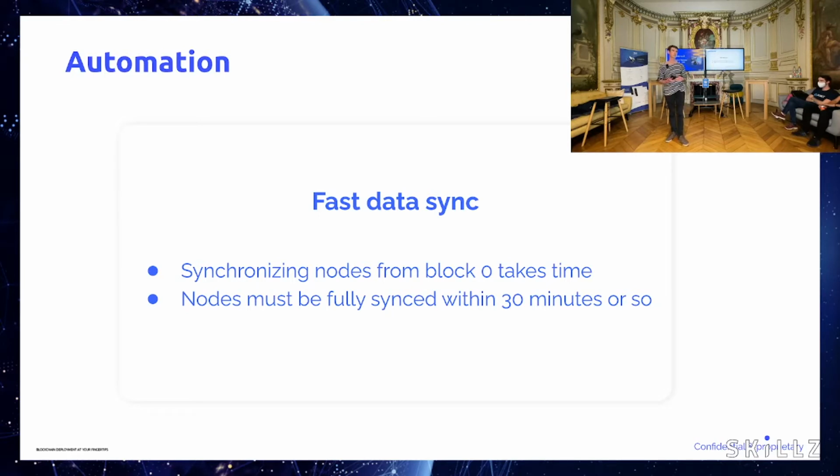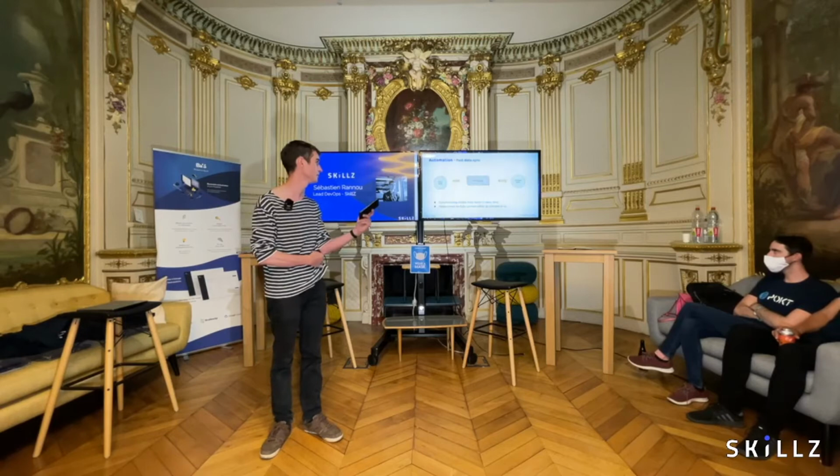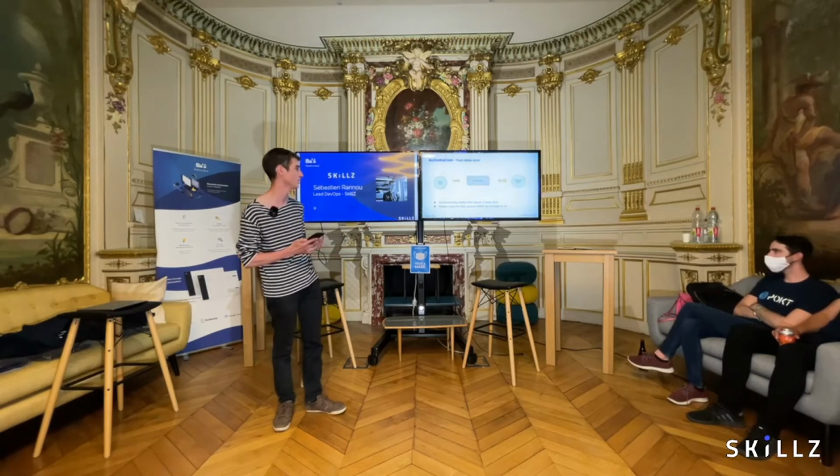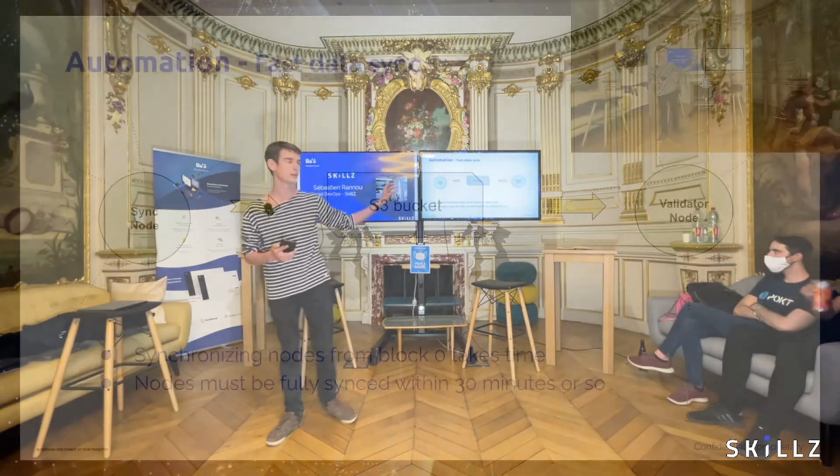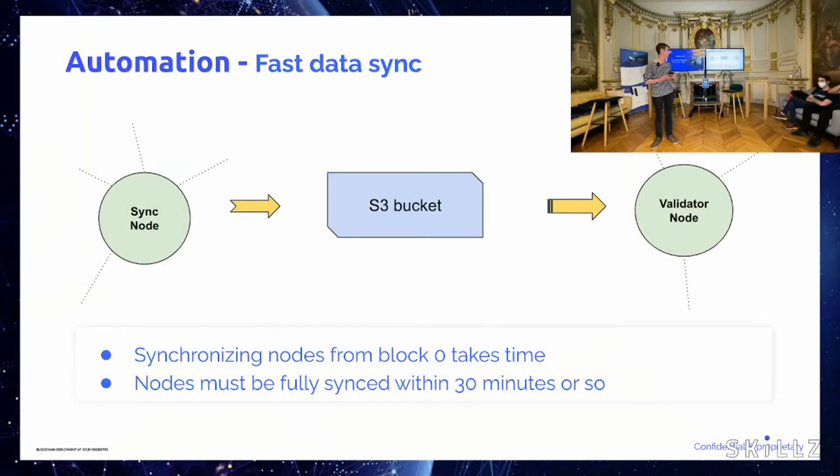The blockchain is currently 60 gigs, I think, 56 or so. It will take time if you go through peer-to-peer communication, because it depends on your peers. If you get bad peers, it's going to take 10 times longer. And we want to be able to start nodes within 30 minutes. So what we do is we have nodes that are already synchronized. We call them sync nodes. Every 2 hours, we stop them and we push their data state, which is the blockchain, to an S3 bucket, from which our validators can then start immediately after.